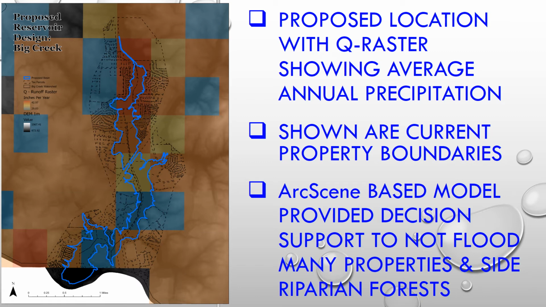And they are the results. This is the initial proposed surface area. The blue line on the left is our reservoir, and you can check that we superimposed it over the property boundaries, and we made sure that we do not inundate high value properties. At the same time, in the background, the elevation file, the DEM, is also shown here. The ArcScene based model provided us the decision support not to flood many properties and the side riparian forest.